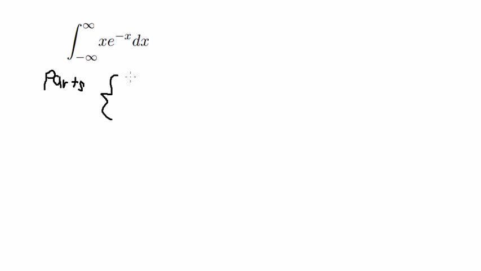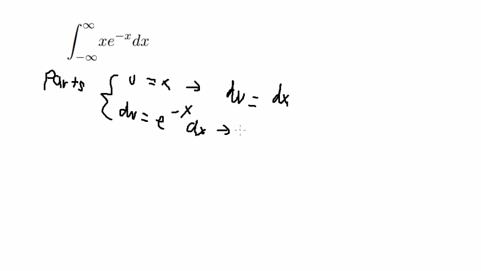So we have u equal to s, du equal to ds, dv equal to e to the power of negative s ds. So we get v equal to negative e to the power of negative s. So we have u multiplied with v.